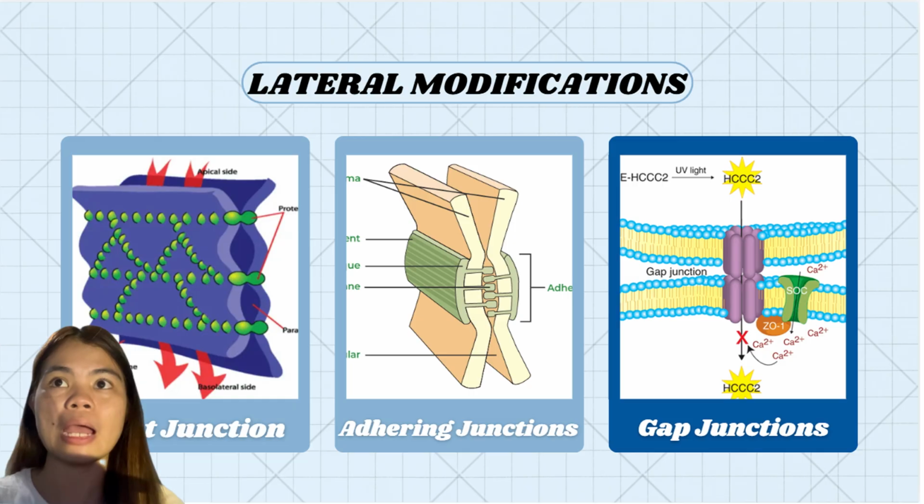Second, we have adhering junctions, or the wall bolts. The structure is belt-like or spot-like junctions with actin filaments anchoring neighboring cells. It holds cells tightly together. It provides mechanical support to maintain tissue shape.